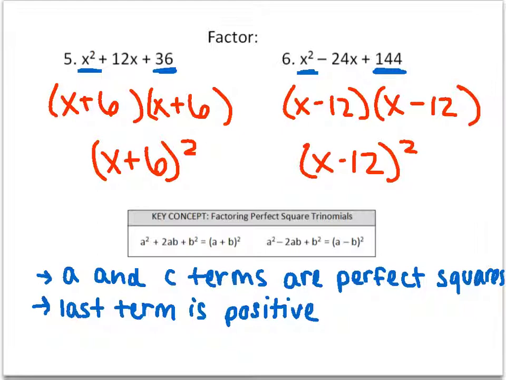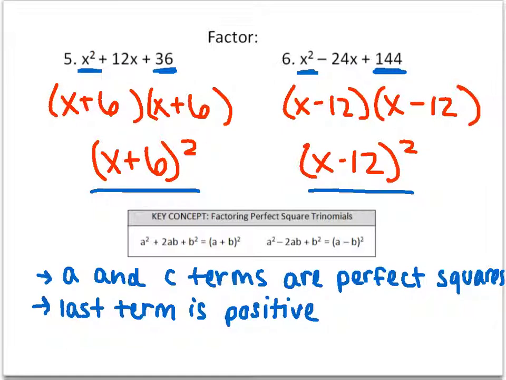Does anybody have an idea why we would have to have our last term positive? This process is going to give us a shortcut, so we can write our answers as a binomial squared, a quantity squared. Why would the last term be positive, Tyler? Because then you couldn't square it, because it would have to be one positive and one negative.